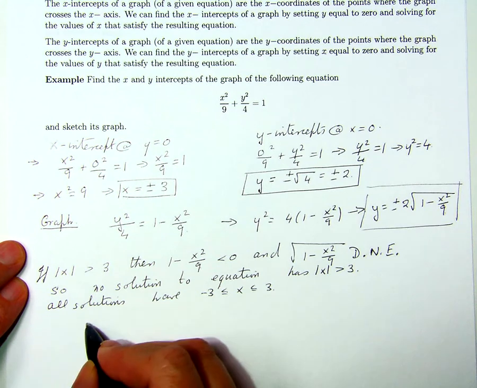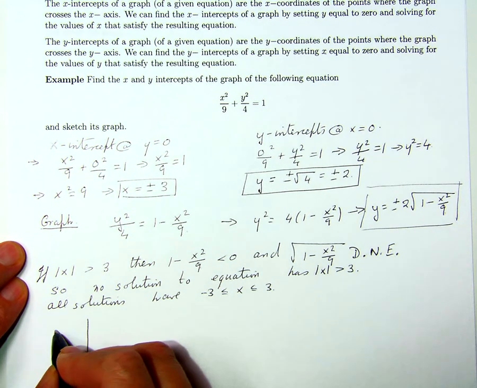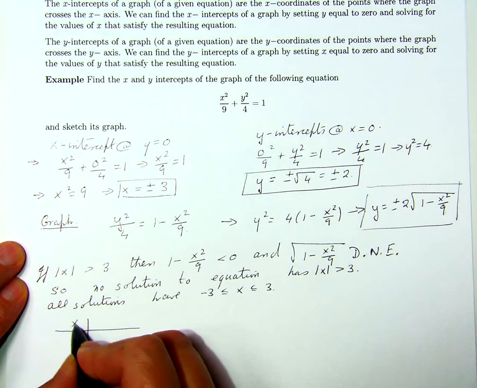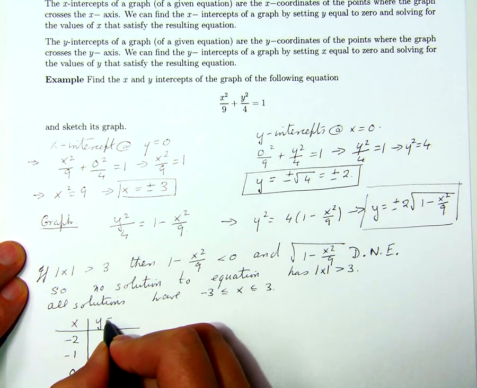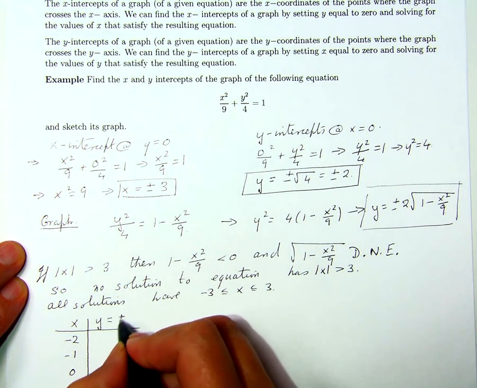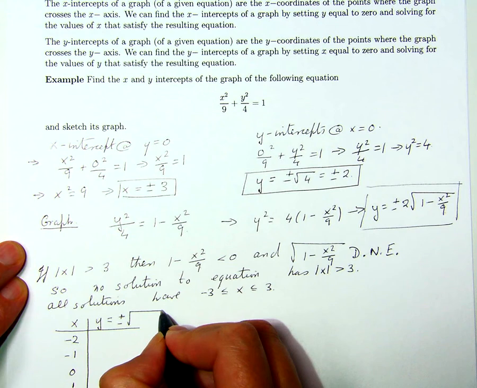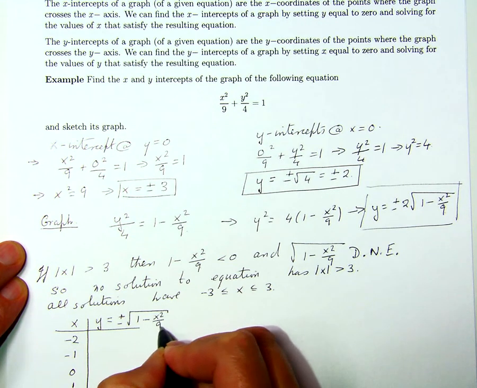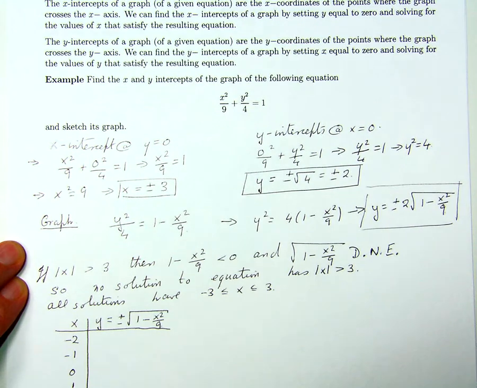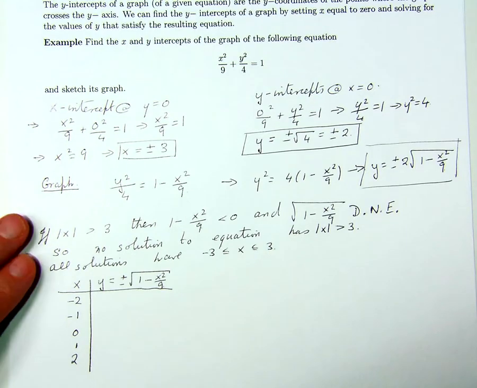And so to get some idea of what's going on, we're going to plug in some of these x values: minus 2, minus 1, 0, 1, and 2. And we know that for each of these x values, there are perhaps two possible y values that go with them to give us a solution to the original equation.